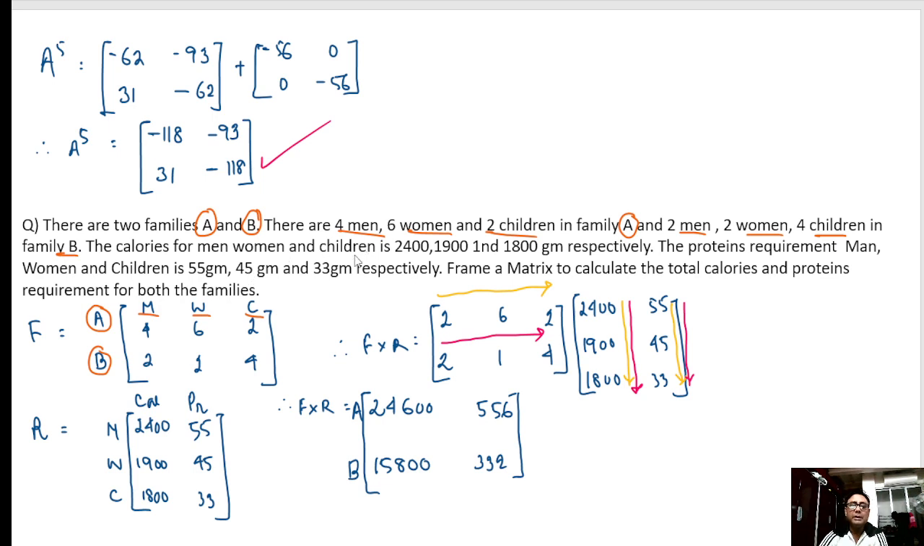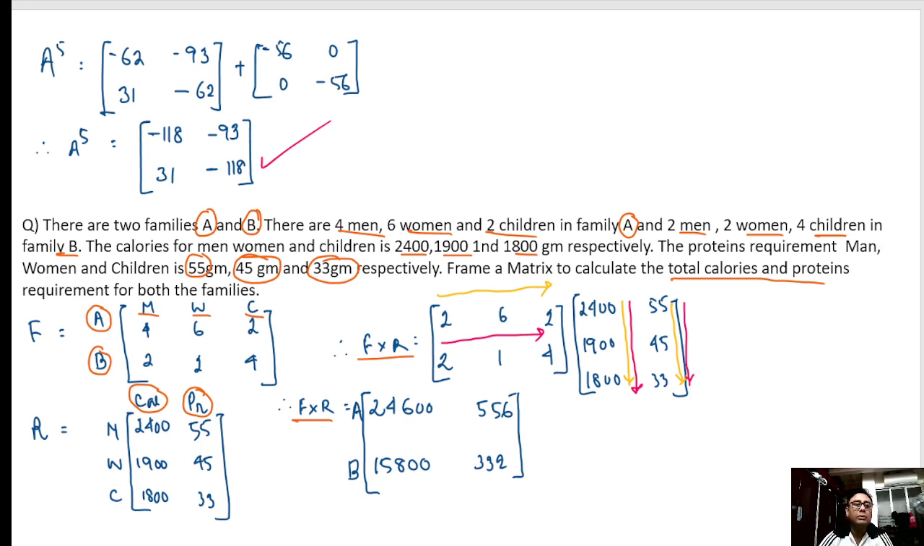Now the requirements of the calorie. So see, calorie requirements are given here, that for men it is 2400, for women 1900, for children 1800. So this is the calorie requirement of the men, women, children. Similarly, the protein requirements are also given for men, women and children. So here we have shown the protein requirement. Now they are telling what is the total calorie and protein. So we have to multiply these two matrices. So here we are multiplying.